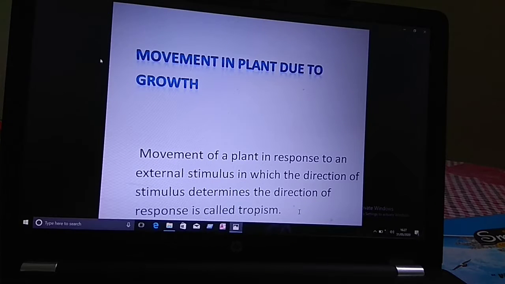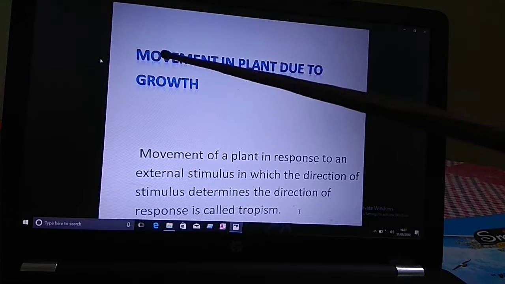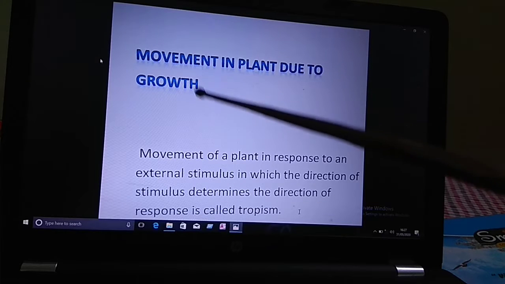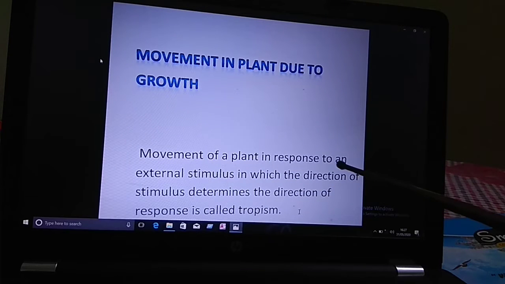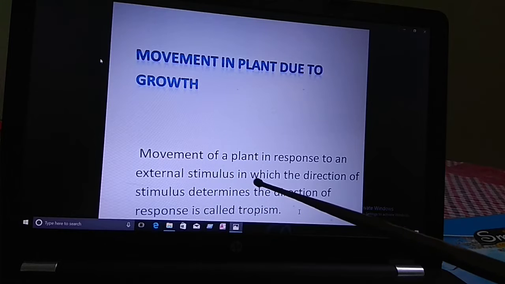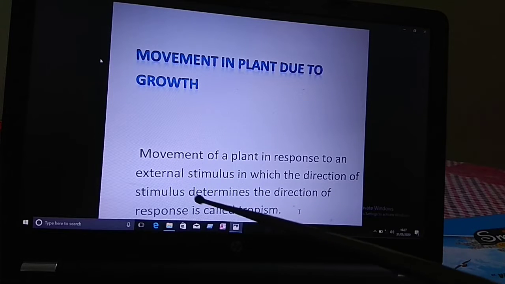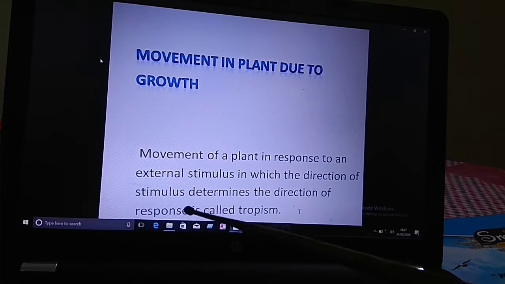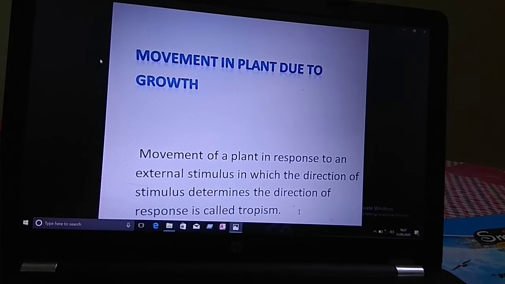Okay children, let's start today's lesson. The first one is movement in plants due to growth. Movement of a plant in response to an external stimulus, in which the direction of the stimulus determines the direction of the response, is called tropism. There are different types of tropism.